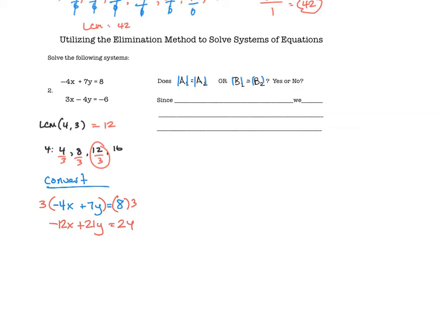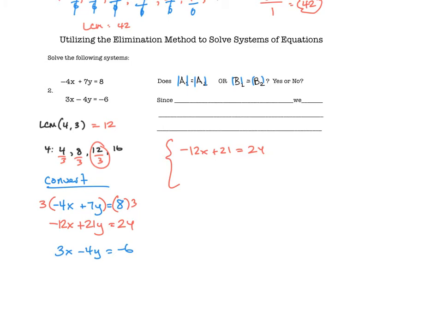So I solve it, and I go like such. And then I'm going to place that system to start off with: negative 12x plus 21y equals 24. So as I alter them, I will place them into my new system. Then I'm going to alter equation number 2. Equation number 2 was 3x minus 4y equals negative 6.